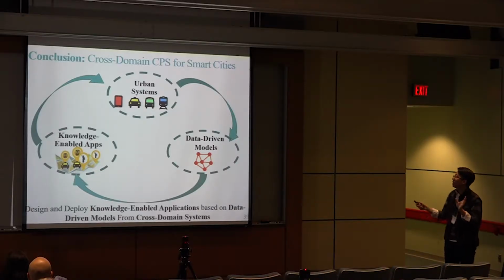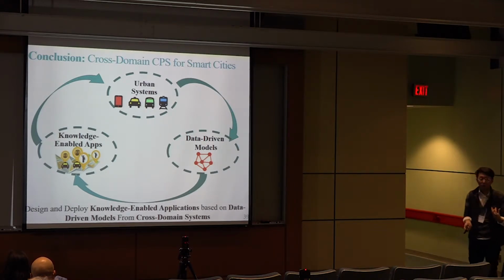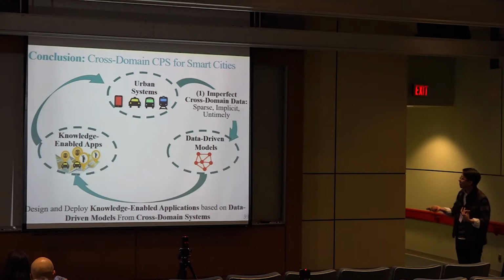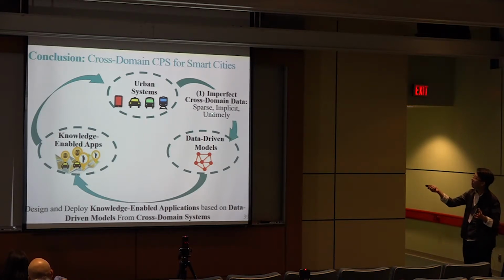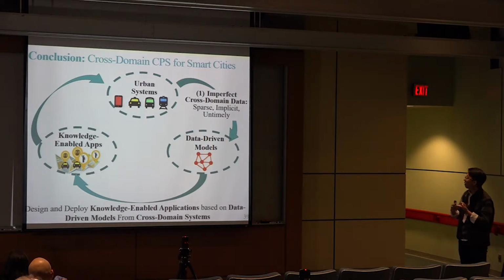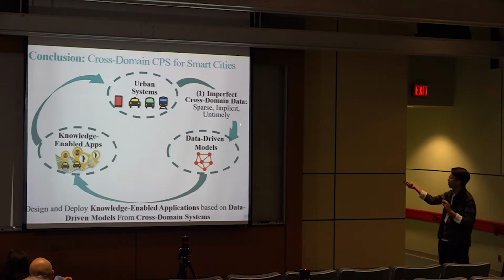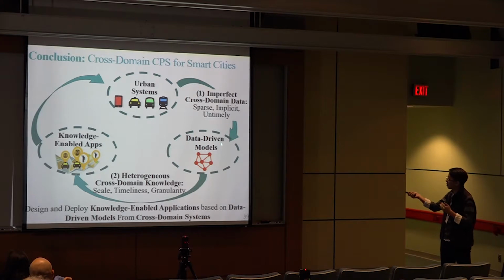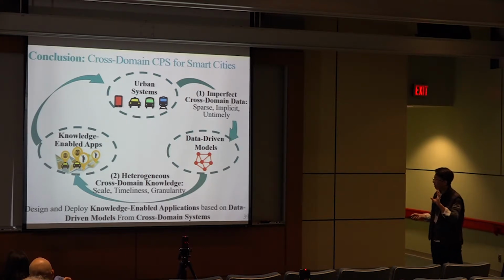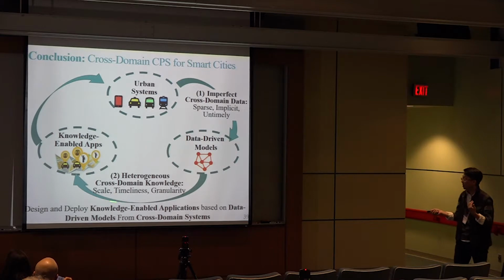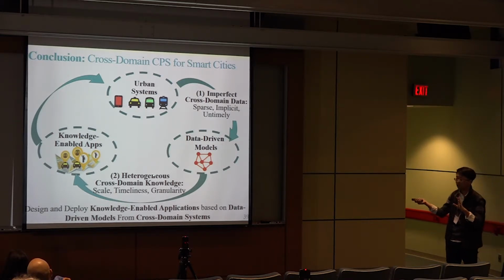And the conclusion, okay? In this talk, I talked about the cross-domain cyber-physical system for smart cities. We try to design and deploy knowledge-enabled applications based on data-driven models from cross-domain systems. And based on the data from the urban systems, we have a lot of imperfect cross-domain data in that they are very sparse, they are implicit, they are untimely, okay? Based on those data, if we want to do some modeling here, the result is more heterogeneous in terms of different scale, different timeliness, and different granularity, okay? We need some work to address this heterogeneous model here.